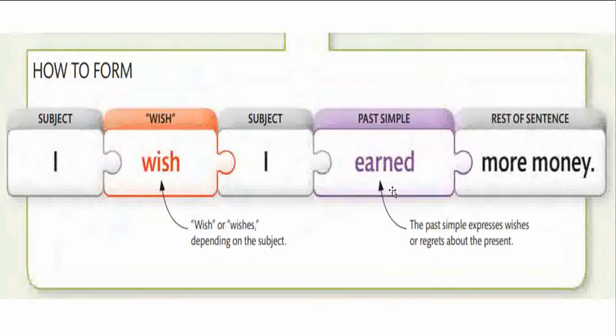Past simple or simple past tense is used. The verb is used in simple past tense, the wish about the present, and the rest of the sentence. I'm reading out the sentence to you. I wish I earned more money. If you have constructed similar sentences or based on the similar structure, you can self-evaluate.